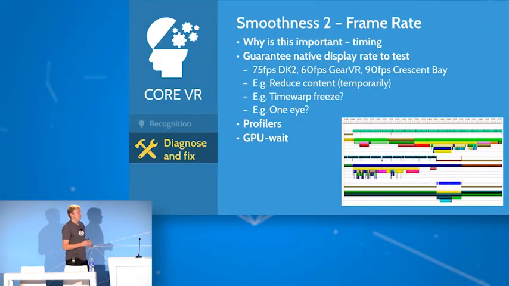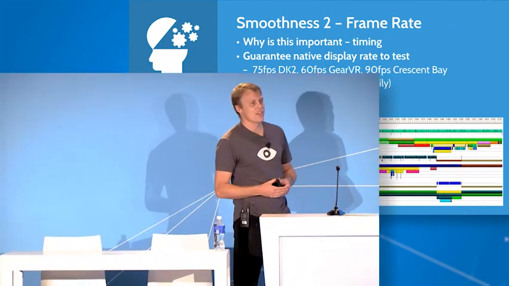Okay, another big one is maintaining the right frame rate. This is so important because we've got this timing going on that tries to make sure that whatever you're rendering into the Rift is synchronized with when those pixels actually arrive in your eyes, so that it matches the orientation at that time. This timing needs to be able to predict that, and that means we need a smooth frame rate. We need to guarantee the native display rate of whichever Rift or device you happen to be on. So that's 75 frames a second on DK2, 90 for Crescent Bay, and 60 for mobile.